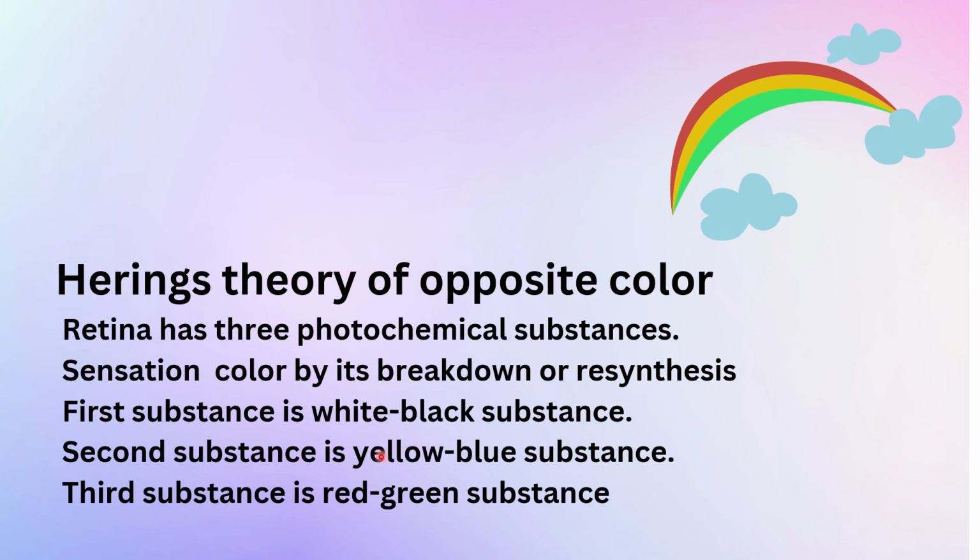Second substance is the yellow blue substance. Breakdown causes the yellow color. Resynthesis causes the blue color. Third substance is the red green substance. Breakdown causes the red color. Resynthesis causes the green color. So this Hering theory is useful to explain the successive contrast and after images. In spite of all the theories, the Thomas Young trichromatic theory and the Hering theory of opposite color are famous theories.